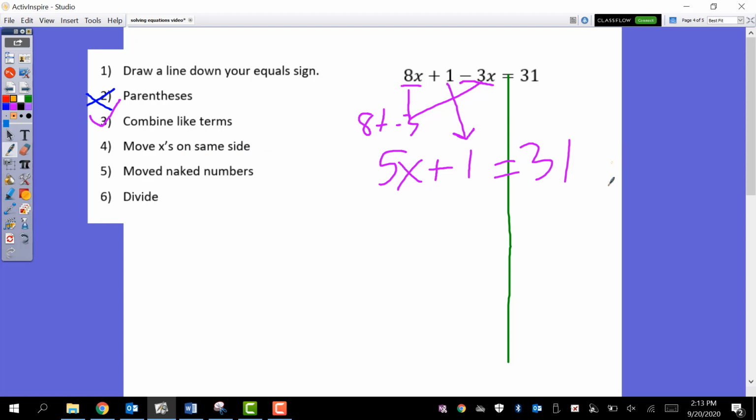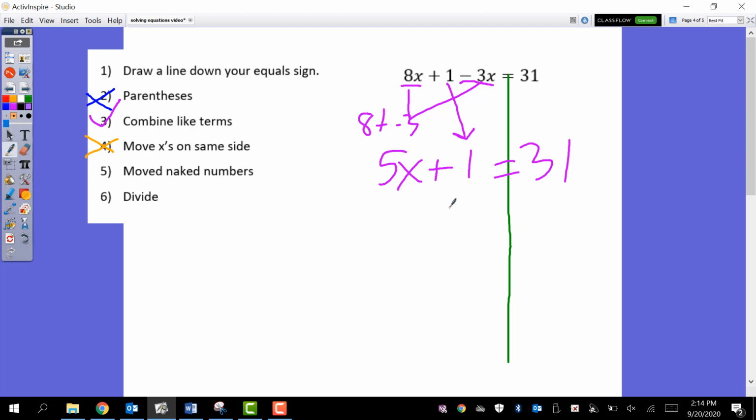Do I have an x on the right side? No, so I can skip that step. I don't need to move my x's to the same side because there's only one x. Yay. The next step, we're moving naked numbers. So on my side with x, are there any plain naked numbers? Yes, this one.